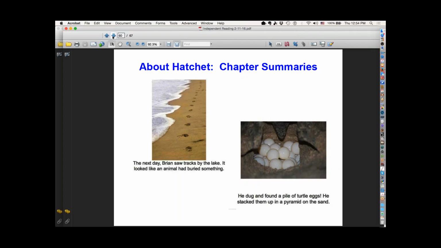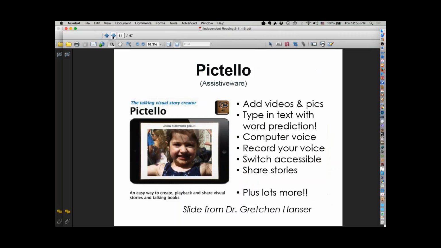It looked like an animal had buried something. He dug and found a pile of turtle eggs. So turtle eggs, you see a photo of it. He stacked them up in a pyramid on the sand. So this is a more sophisticated and more complex book, but it's a conventional book that's still much, much, much easier readability level than the original Hatchet book, and provides the graphic supports of which there are very few in the original book.